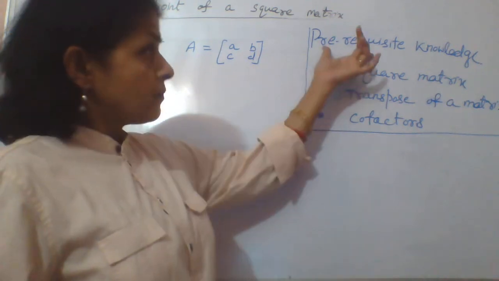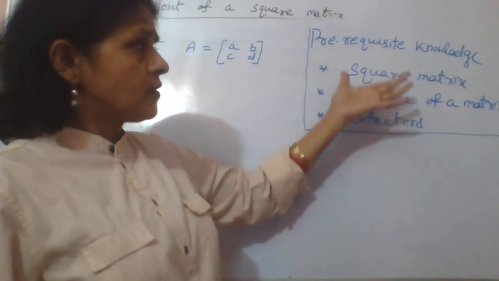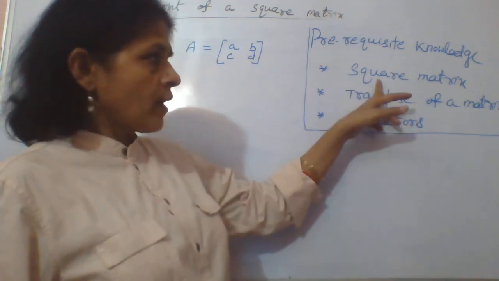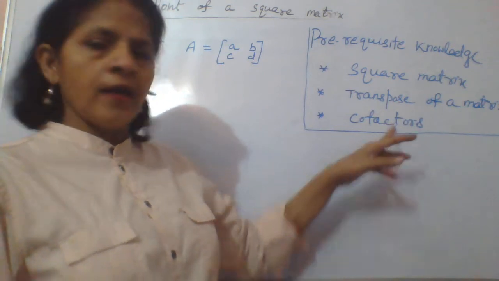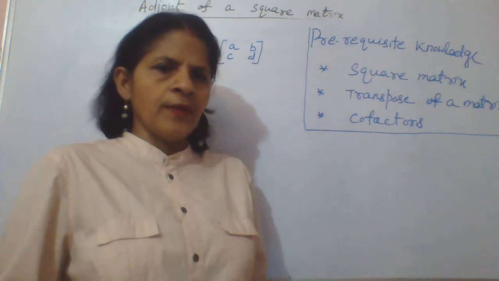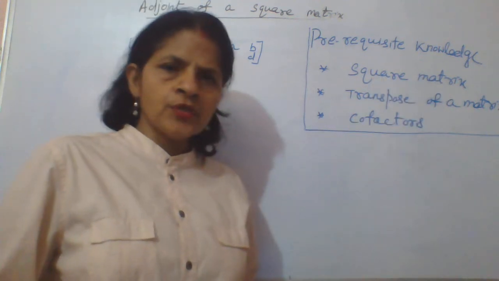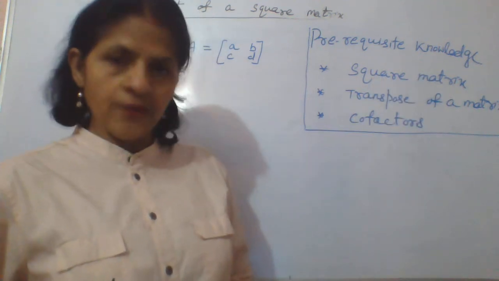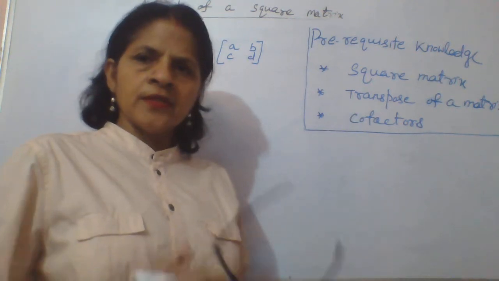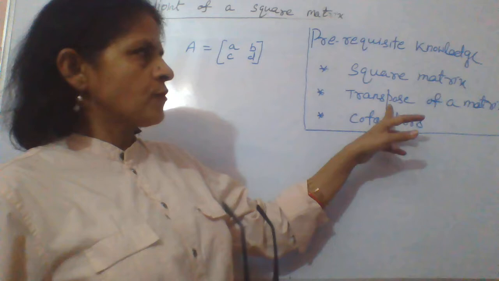Before studying this, we need some prerequisite knowledge. You should be very familiar with square matrix, transpose of a matrix, and cofactors of elements of a determinant as well as a matrix. By square matrix, the number of rows should be equal to the number of columns. Transpose of a matrix means when you change the rows into corresponding columns and vice versa, you get the transpose of that matrix.